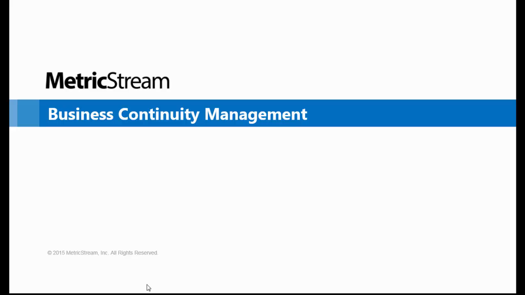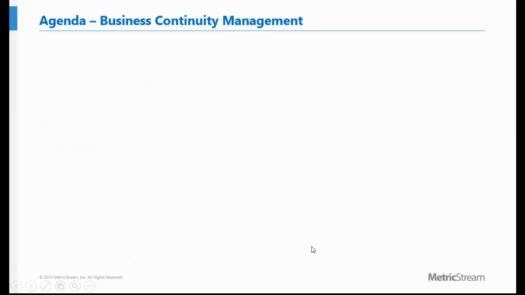My plan is to show you the application in 4 key steps. First, we're going to talk about business continuity management, how we do program management for business continuity, juggling all of those initiatives, and the reports that are available to us to manage them.